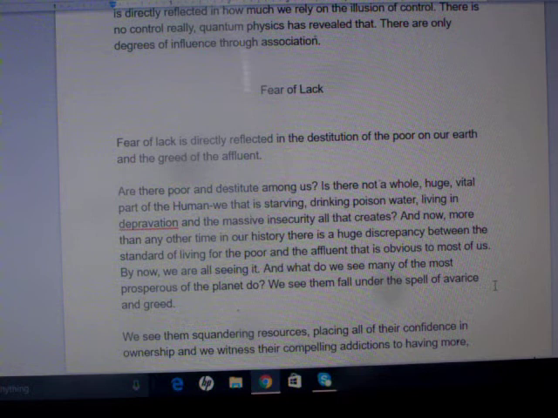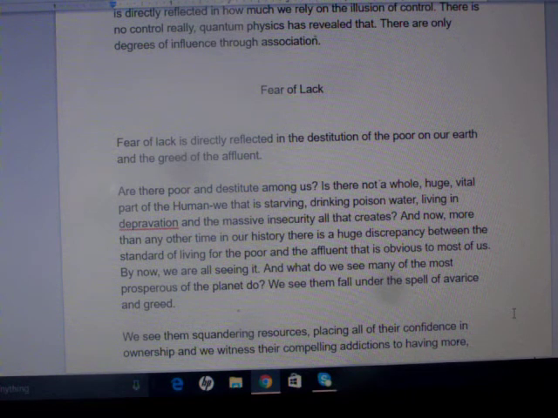Fear of lack. Fear of lack is directly reflected in the destitution of the poor on our earth and the greed of the affluent. Are there poor and destitute among us? Is there not a whole, huge, vital part of the human we that is starving, drinking poison water, living in deprivation, and the massive insecurity all of that creates? And now, more than any other time in our history, there is a huge discrepancy between the standard of living for the poor and the affluent that is obvious to most of us. By now, we are all seeing it.